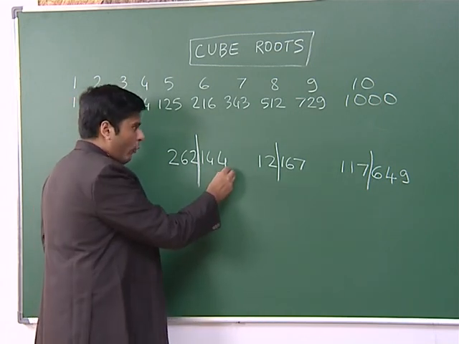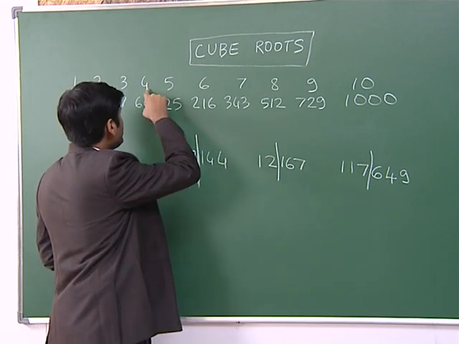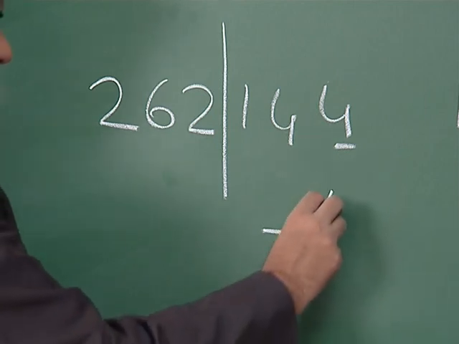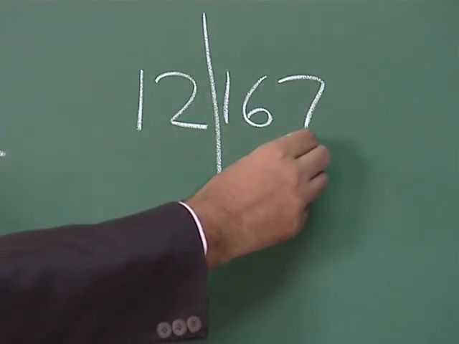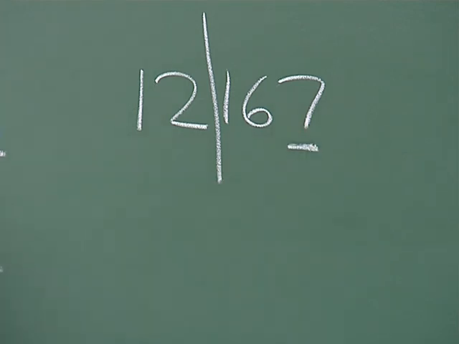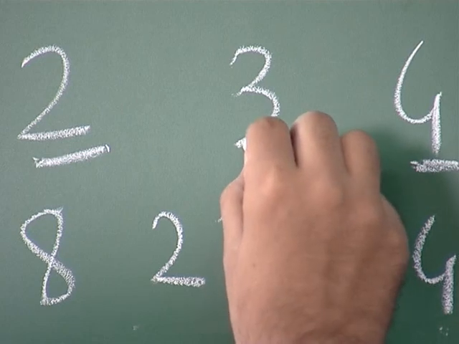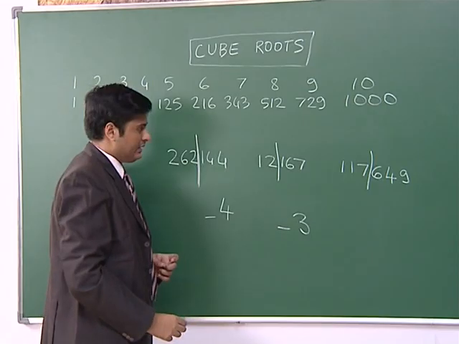Cube ends in 4, and we have seen that if the cube ends in 4, the cube root ends in 4. So I am putting a dash, but it certainly ends with a 4. Here friends, the cube ends in 7. We see if the cube ends in 7, the cube root ends in 3. I don't know what it begins with, but it ends with a 3.